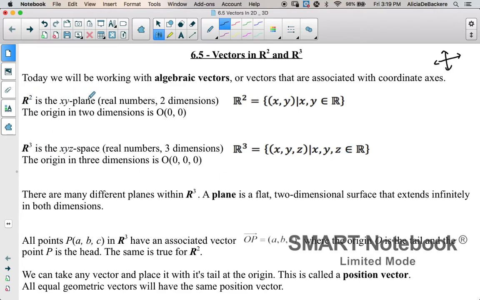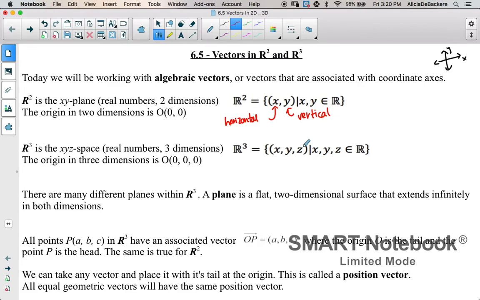So R2 is the XY plane with real numbers going in 2 different dimensions, and the origin in 2 dimensions, we usually call it O for origin, is at 0, 0. So again, what we have here is something just like this with our X and our Y. And the first number in this system tells me my horizontal movement, and the second one tells me my vertical. And that's really just because someone decided to put Y on the vertical axis and X on the horizontal.